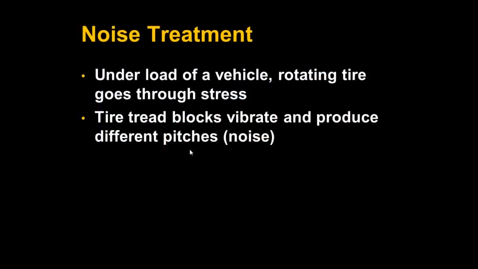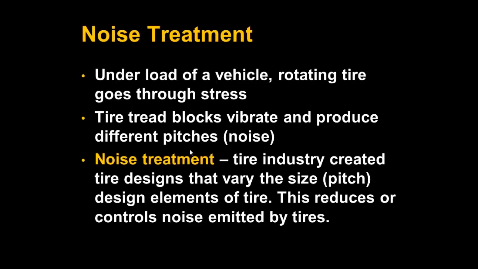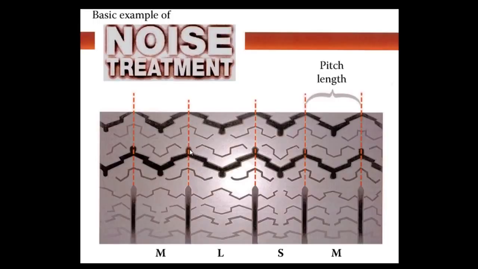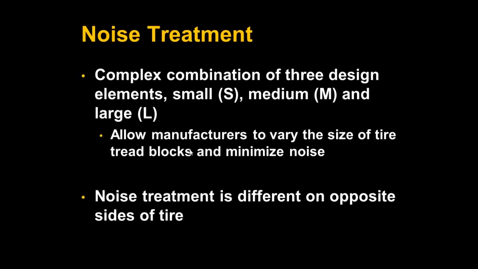So, noise treatment refers to specific tire tread designs created by tire companies that incorporate differently sized tread blocks, meaning sections of tire. The different sizes of tread blocks will create a variety of pitches, which will reduce noise. If a tire's tread blocks were all the same size, they would all produce the same pitch, creating a lot of noise. This image shows you how sections of tread or tread blocks come in different sizes, small, medium, and large, which are also called pitch lengths. As you can see here, noise treatment designs can be complex, involving various combinations of differently sized tire tread blocks.